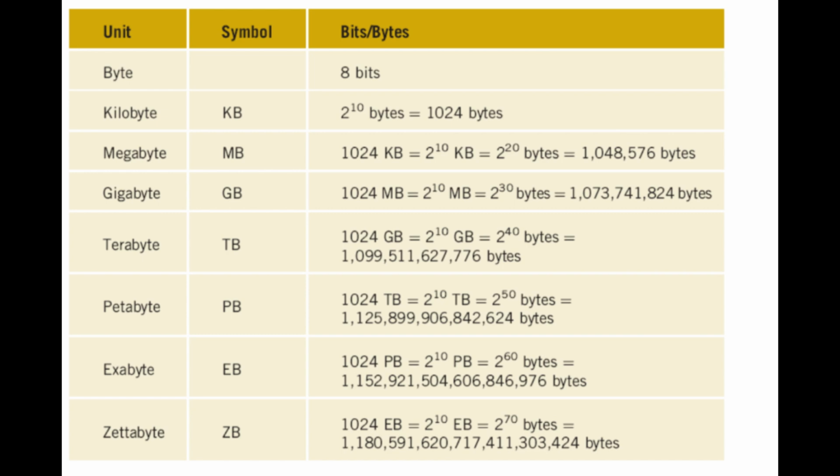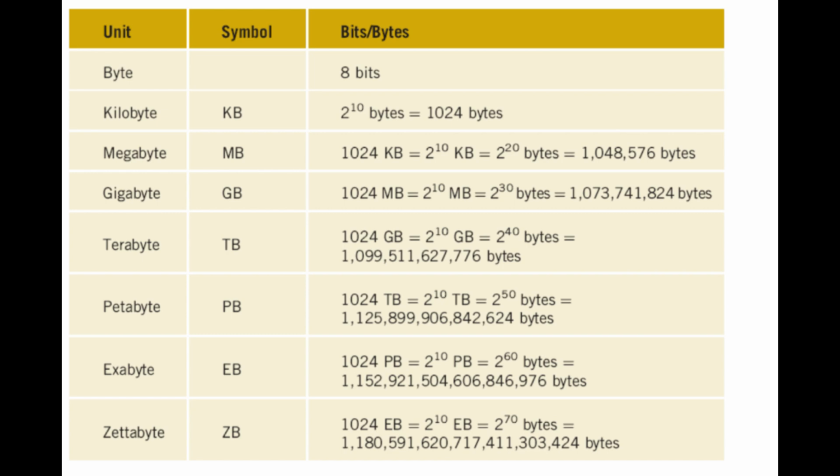Gigabyte, GB, is 1024 MB, or 2 raised to the power 10 MB, or 2^30 bytes. Terabyte, symbol TB, is 1024 GB in bytes, or 2 raised to the power 40 bytes.